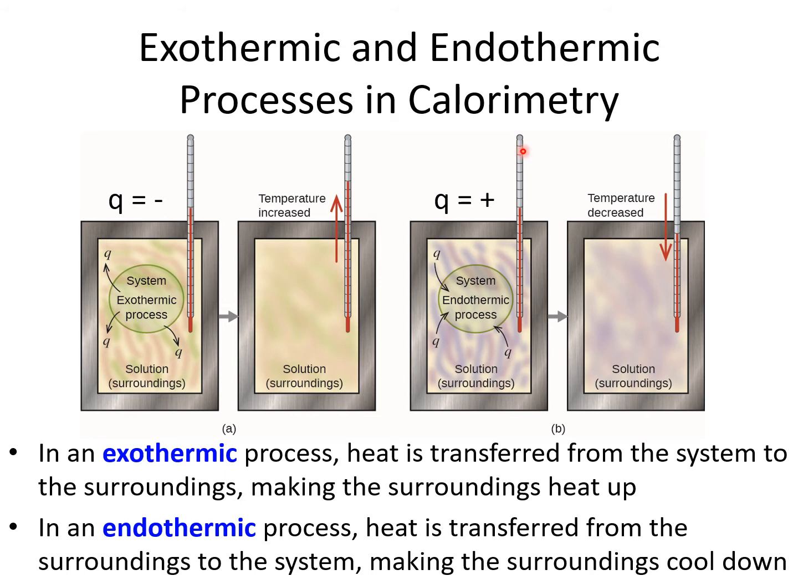So if our system heats up, that's going to be endothermic. If our system cools down, that's going to be exothermic. So with exothermic, heat is going out of the system into the surroundings, and the surroundings end up getting warmer. In an endothermic process, heat goes from the surroundings into the system. Endo means into. So heat is going into the system and it's going away from the surroundings. So the surroundings get cooler. So you see that thermometer level dropping for an endothermic process.